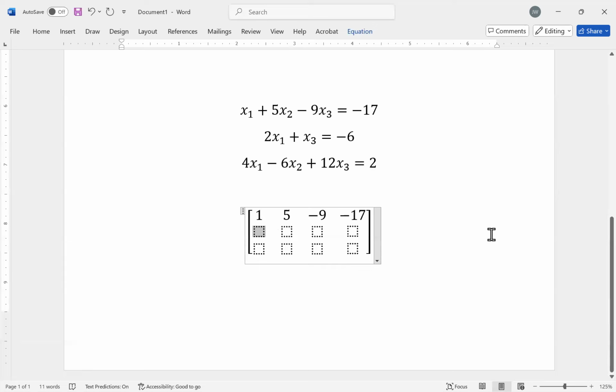Now in the second equation, we have a 2 as our coefficient of x1, but notice there is no x sub 2 term. In the augmented matrix, that means we need to plug in a 0 for the x sub 2 coefficient. So it's like having 2x1 plus 0x2, and then plus 1x3 is equal to negative 6.